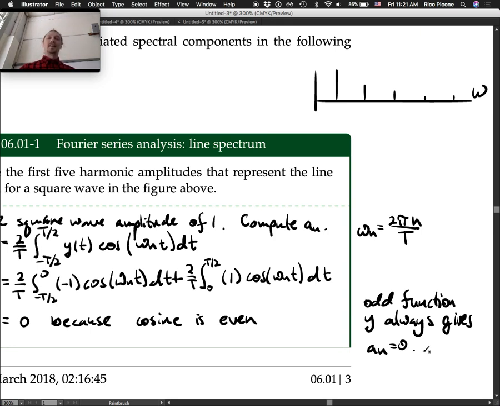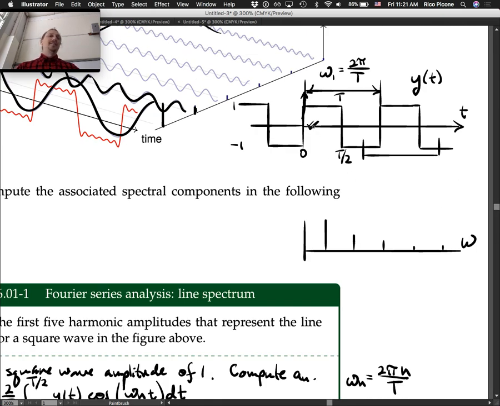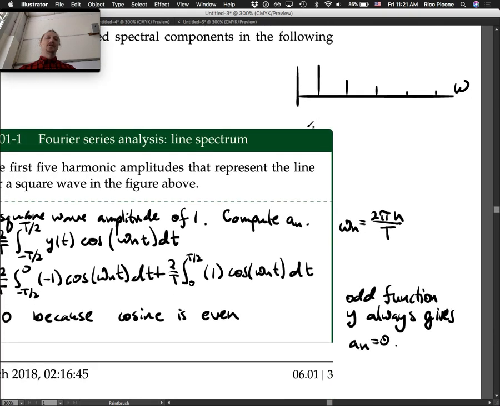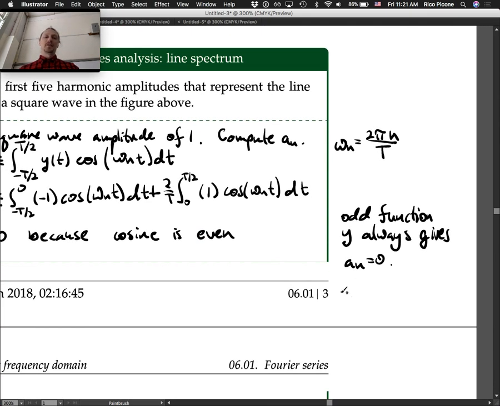So if your y is odd, you don't have to go through the integration to find out that all the an's are 0. Okay, and then the opposite is true if you have an even function. So I'll say this: even function y always gives bn equals 0.